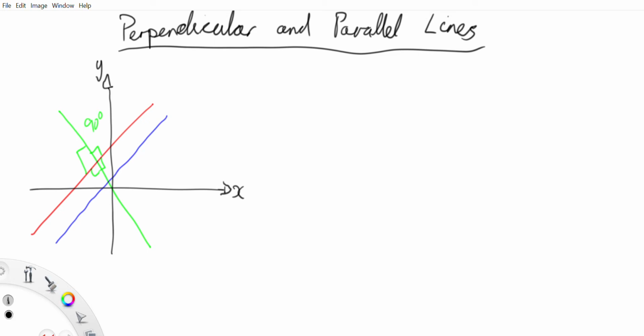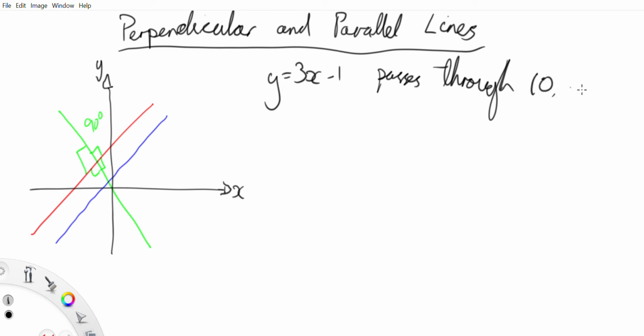What you're going to be given today is different equations. So let's say y equals 3x minus 1. And they'll say you need to give us a parallel line that passes through the point 0, 4. And they'll always do it with a 0 there, for all these questions. I'll show you why in a second.